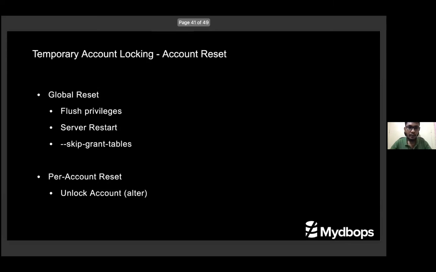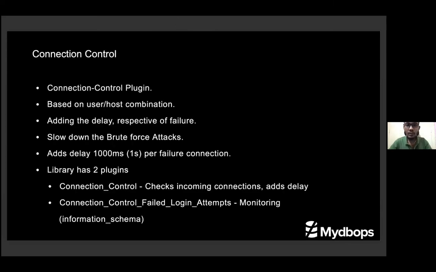Yeah. So similar to this, we have another plugin also, the connection control plugin. Instead of locking the account, it will add a delay to the login time. Consider that after 3 attempts, it will give a lag of 1 second. And in the fourth time also, if you fail to log in, it will add 1 more second. So the login time will increase. Using this, we can slow down attacks. If any attacks are happening, we can slow them down.